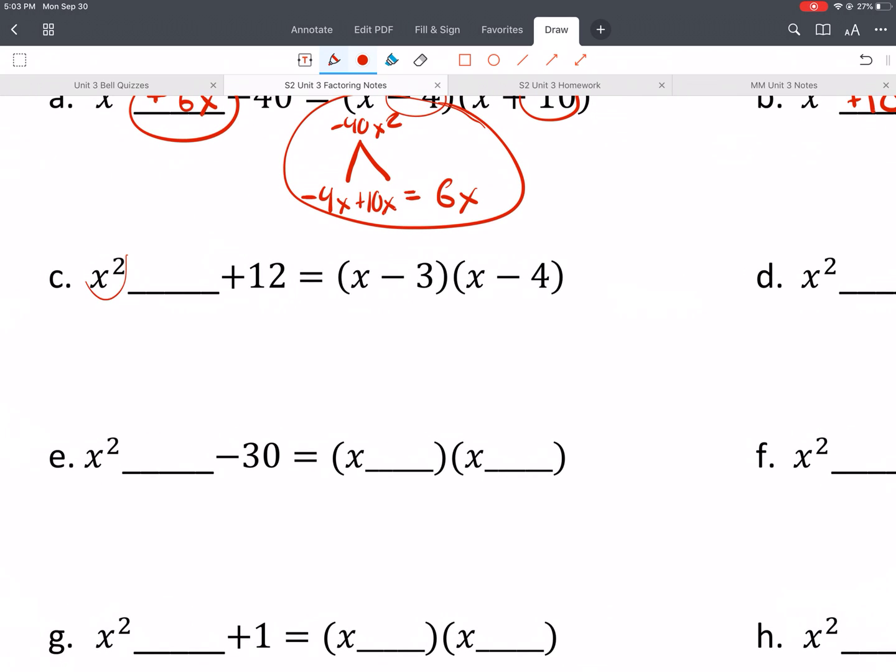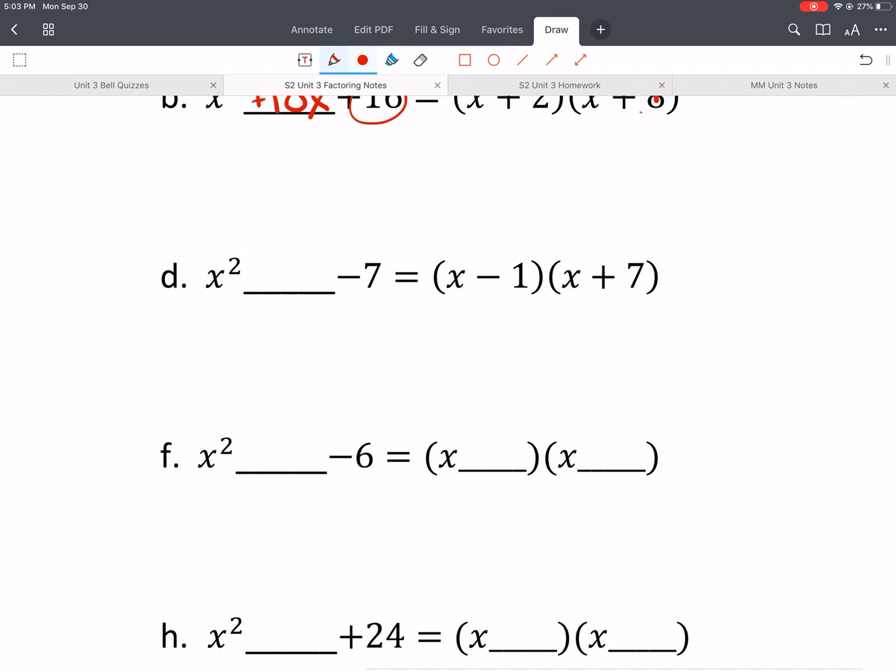Okay, so again, we're doing our glasses. That gives us 12x squared. We want to find two things that multiply to give us 12. Well, that is our negative 3x and our negative 4x. Okay, all we need to do is add those together. So that gives us a negative 7x. Okay, again, same sort of thing. Negative 7x squared. That would give us our negative 1x and our positive 7x. Add those together, that gives us 6x. So this would be our positive 6x.